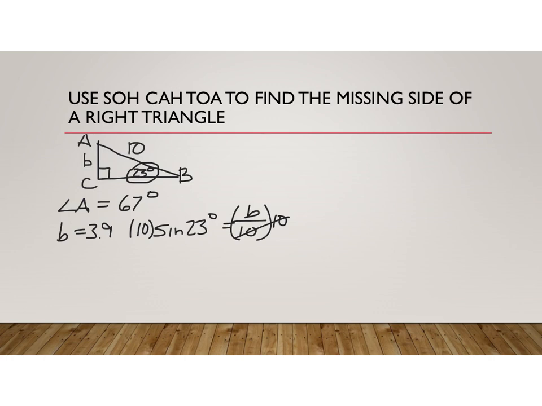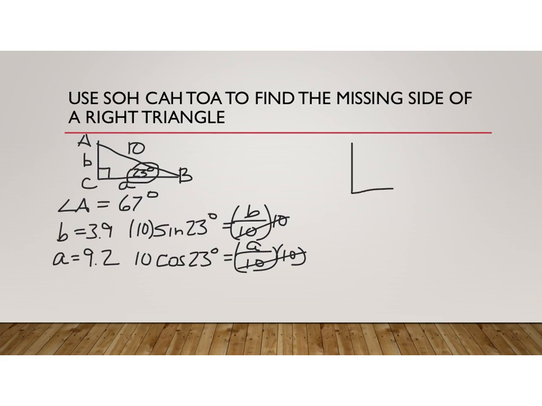If I want to find side a, using the 23-degree angle, that's the adjacent side, knowing the hypotenuse. So I'd have cosine of 23 degrees is a over 10. Multiply both sides by 10. Those would cancel. 10 times the cosine of 23 is 9.2. Now, those of you who know the Pythagorean theorem, what must be true here? It is a right triangle. So 3.9 squared plus 9.2 squared must equal about 100, which is 10 squared.